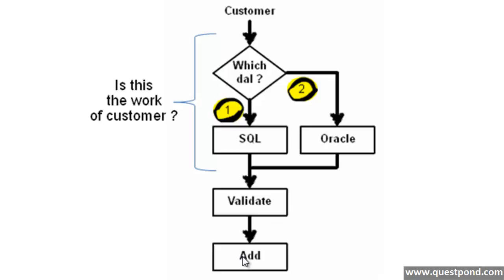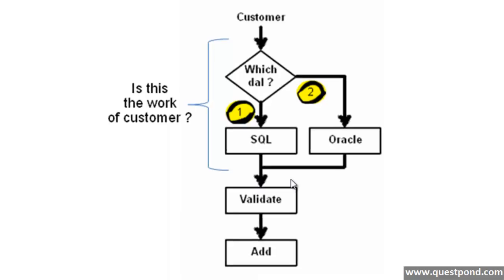Now the question here is, this decision making of creating the object, is this the work of the customer object? Is this what the customer object is supposed to do? And if you think logically, the answer is no. The customer object should validate the customer. That's right. The customer object should call the add method. That is also his work.